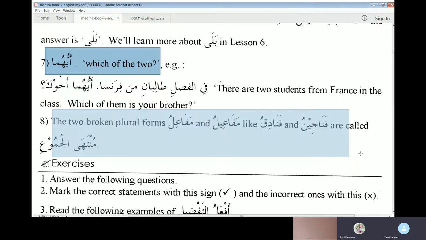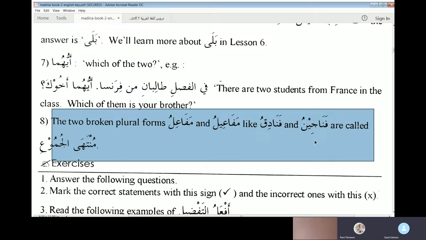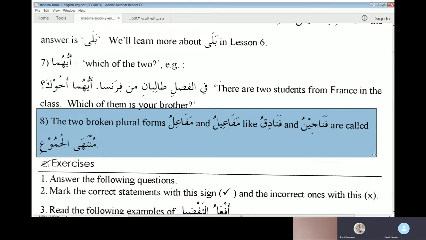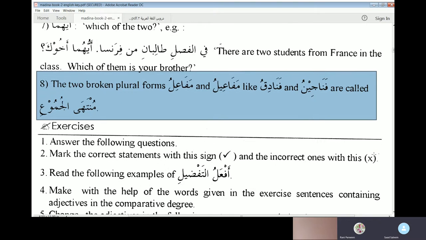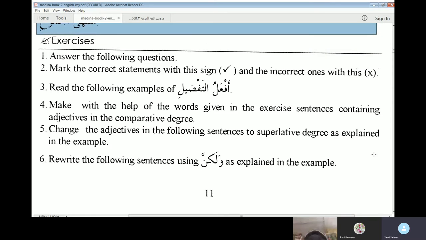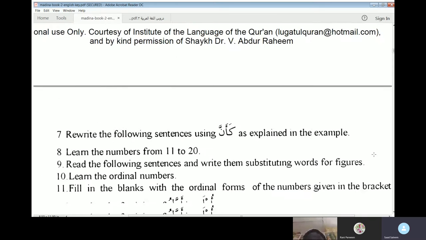The two broken plural forms mafa'ilu and mafa'ilu, like fanadiku and fanajinu, are called muntahal jumu'i. This is just the name for grammar. Okay, next.